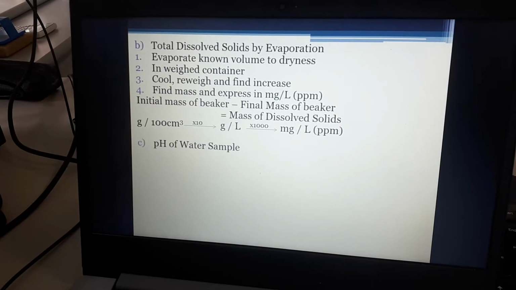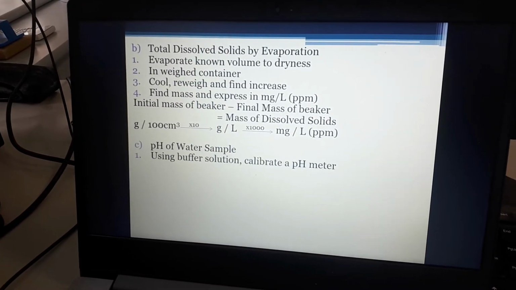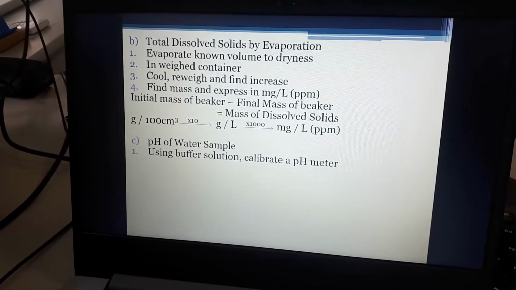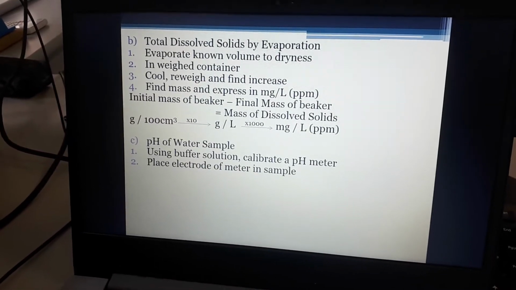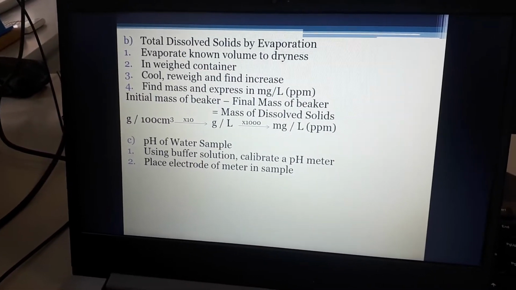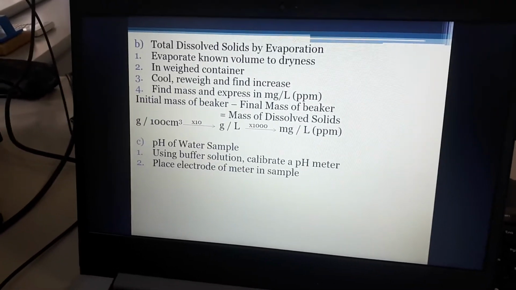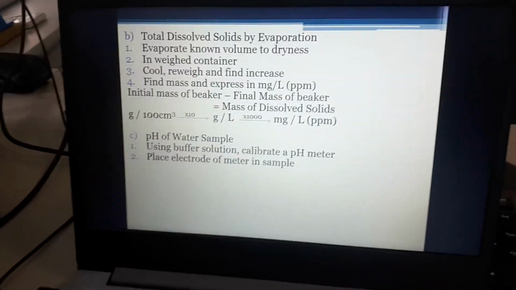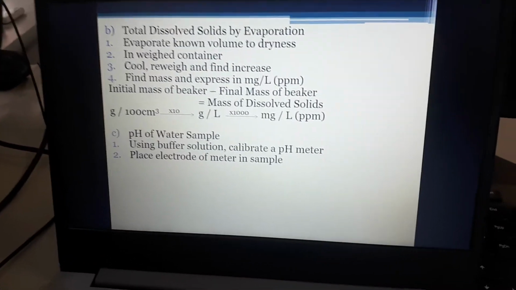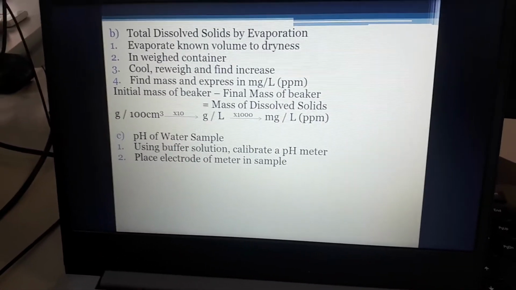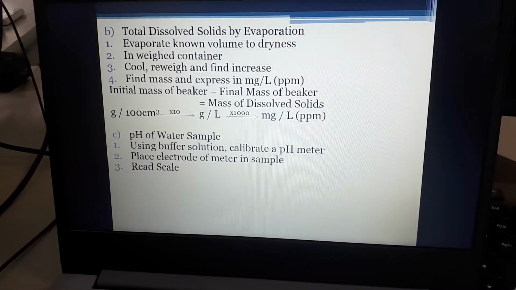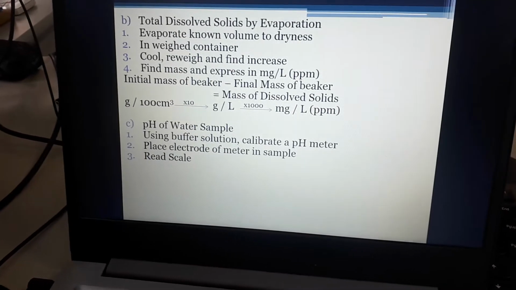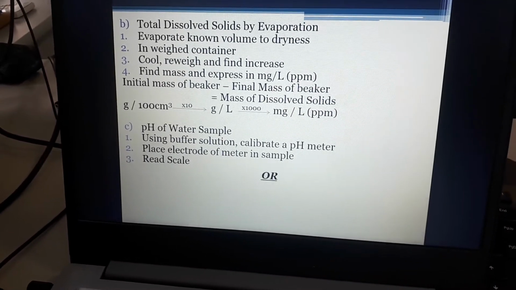The final part then is our pH of water sample. And the more accurate way to do this is to use a pH meter. So in order to do that, using a buffer solution, so say we have pH buffer 10, I calibrate my pH meter so that it reads 10. And then I'd place the electrode of the meter into a sample and I just read the value that's on that. pH meters are very expensive, so we don't come across them in a lab.